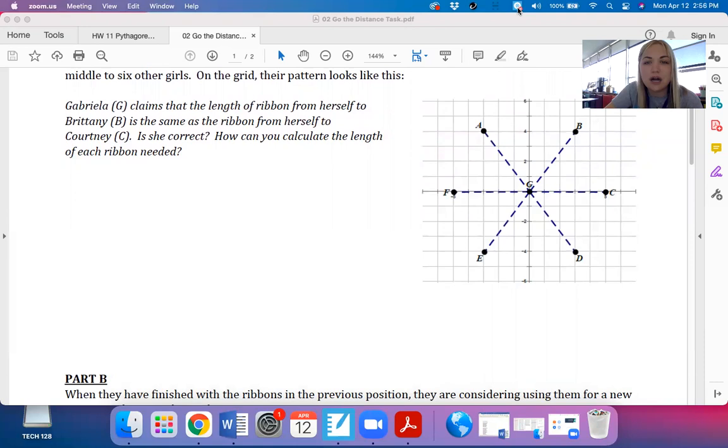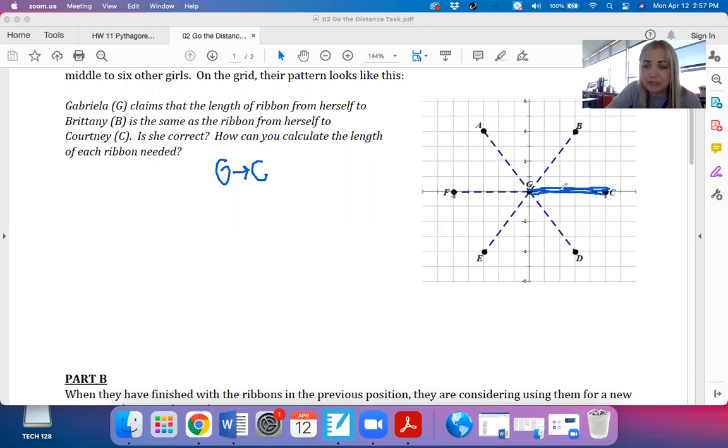Okay, so let's start. Let me get my pen on here. We'll start with blue. Yay, blue. Okay. And I'm going to slide this over here. Okay, Gabriella to Courtney. So this distance right here should be very simple to find. And I'm actually going to label that from G to C. How far is the distance from G to C?